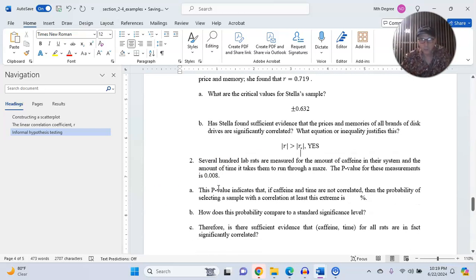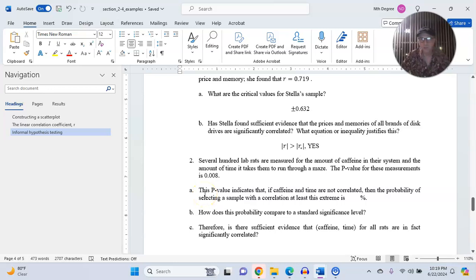Example number 2, we're going to take this two-dimensional and look at tail areas. Several hundred lab rats are measured for the amount of caffeine in their system and the amount of time it takes them to run through a maze. Okay, X caffeine, Y time. The p-value for these measurements is 0.008. And again, remember in this section, we don't need to calculate p-value. It will just be given to us in the problem.